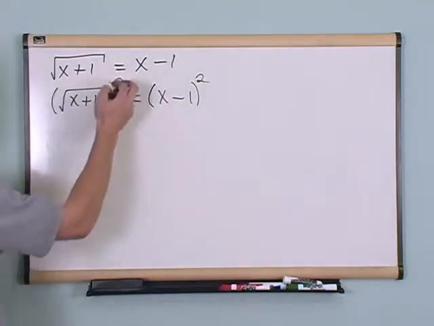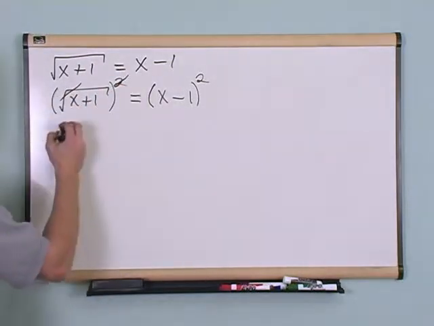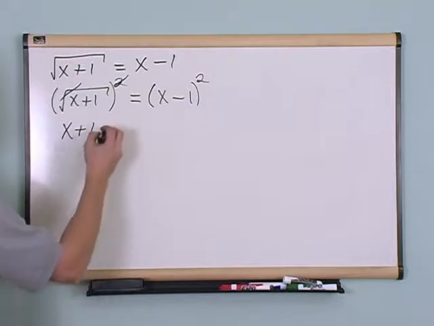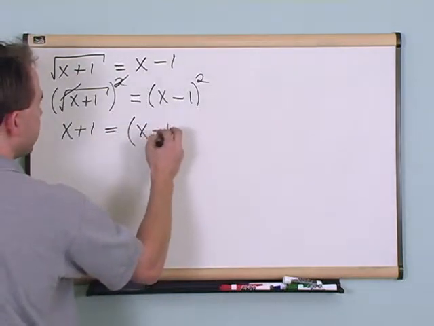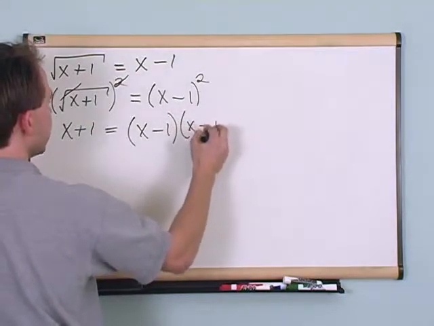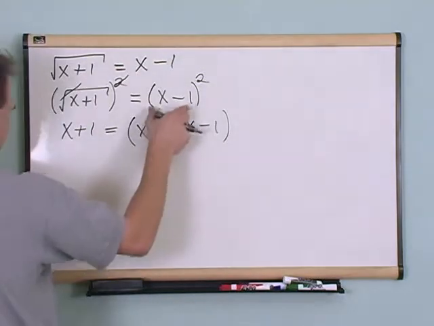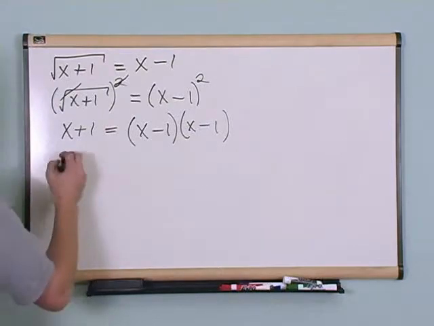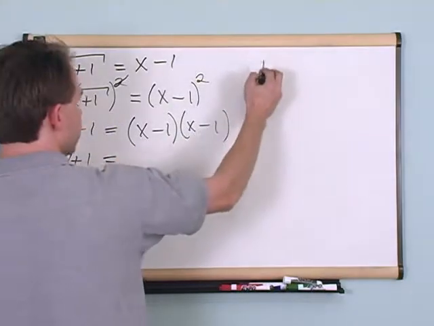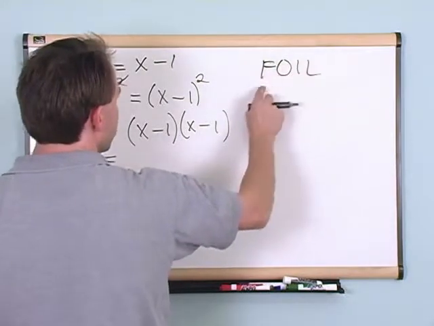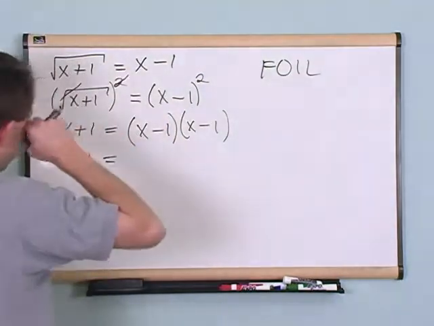On the left, the square cancels with the square root, so I'm left with x plus 1 equals. On the right-hand side, I'm going to write this out, x minus 1 times x minus 1. And that's what it is, exactly, this quantity times itself. So let's start simplifying that. I'm going to use FOIL, remember that. First, outside, inside, last. Okay?